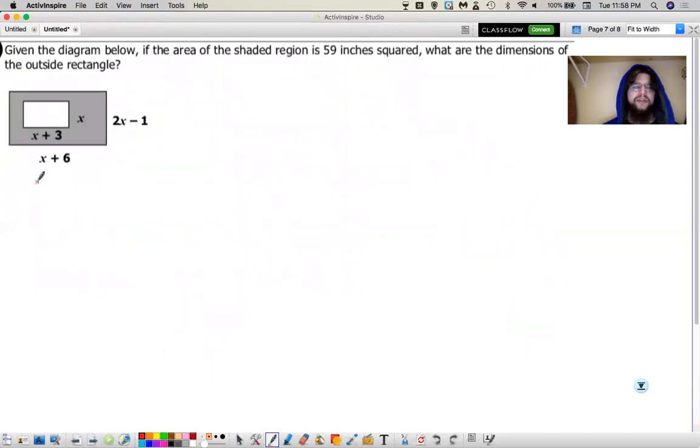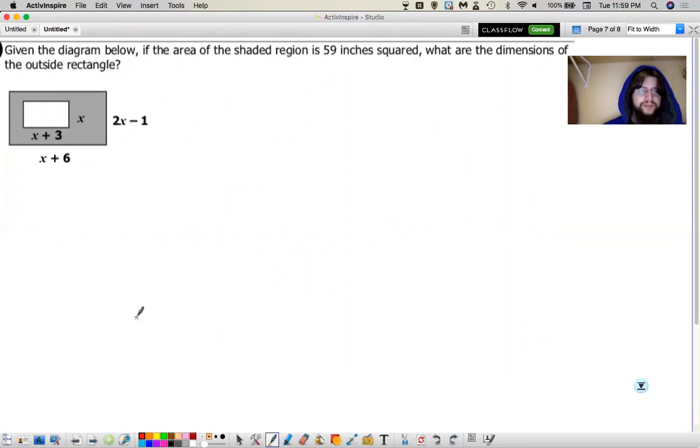Okay, so this is the exact same thing we've been doing. Just, I'm not gonna do this. Find the area of the shaded region is 59. Okay. Maybe I will do this. It tells me the area of the shaded region. ACT loves shaded region problems.